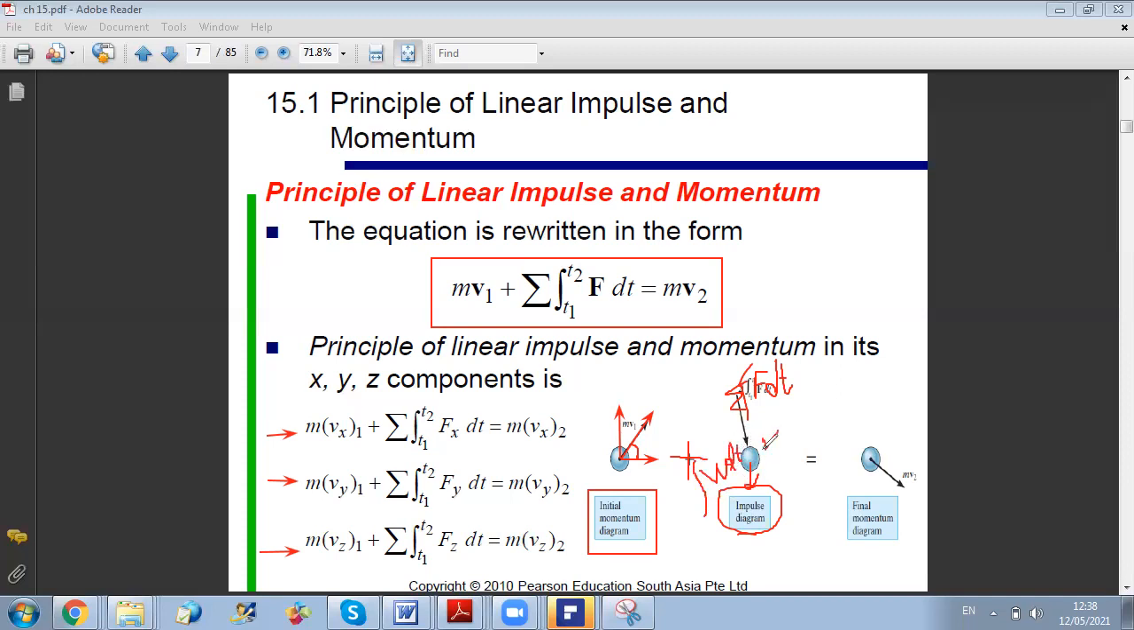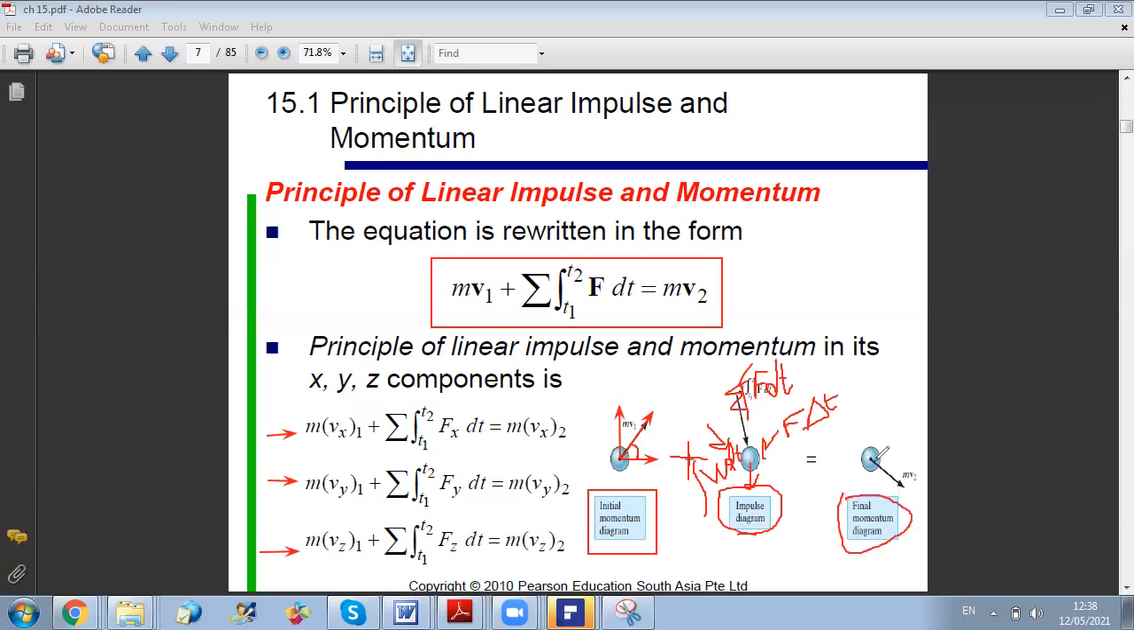Any other force also you should take into account. In case the force is constant, you can just put F times delta t. And then if you sum all of these vectors, you will get the sum of the integral of F dt. And this will be equal to the final momentum diagram.